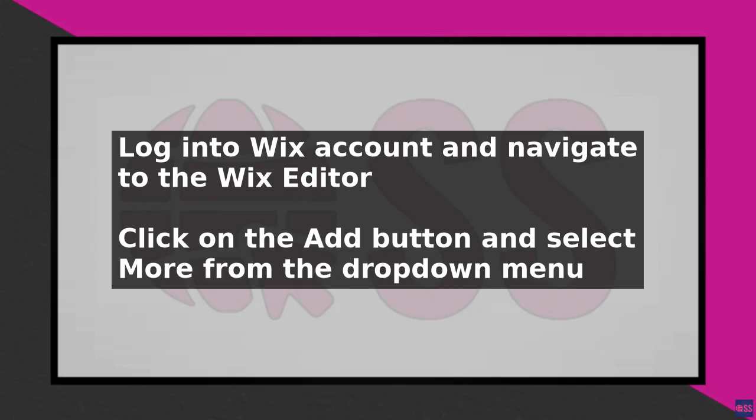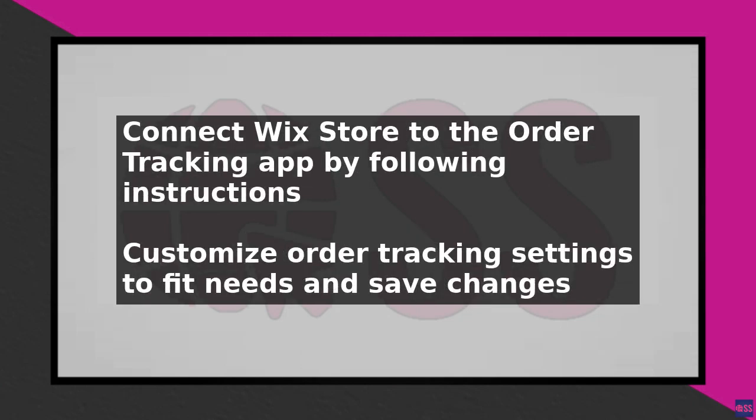Click on the Add to Site button to install the app. Once installed, click on the order tracking icon in the Wix editor to set up the app. You will be prompted to connect your Wix store to the order tracking app. Follow the on-screen instructions to complete the connection process.